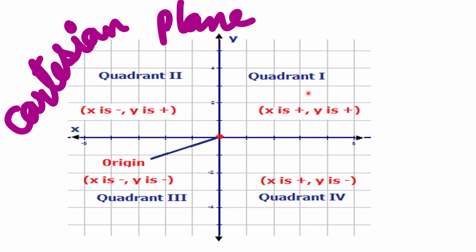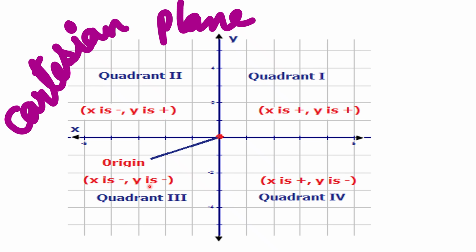So in the first quadrant, x is positive, y is also positive. In the second quadrant, x is negative because there is 0, and less values are marked over here. So x is negative and y is positive. Here, above the 0 is for my y-axis, so it is positive.